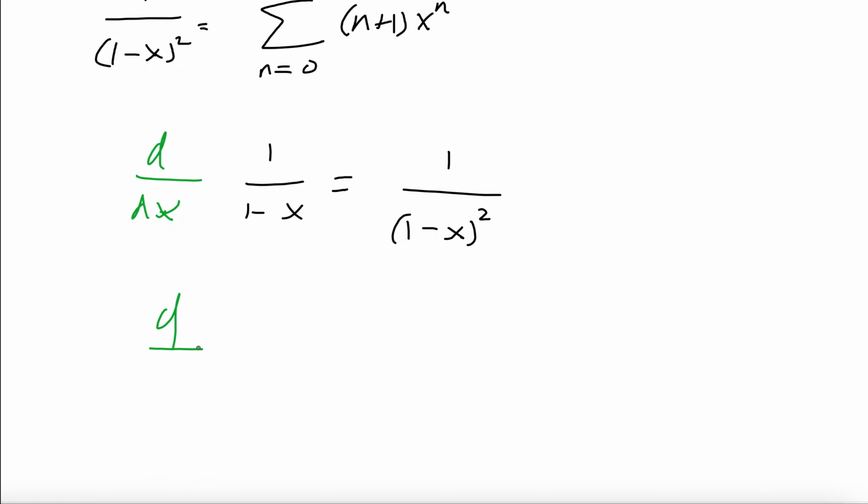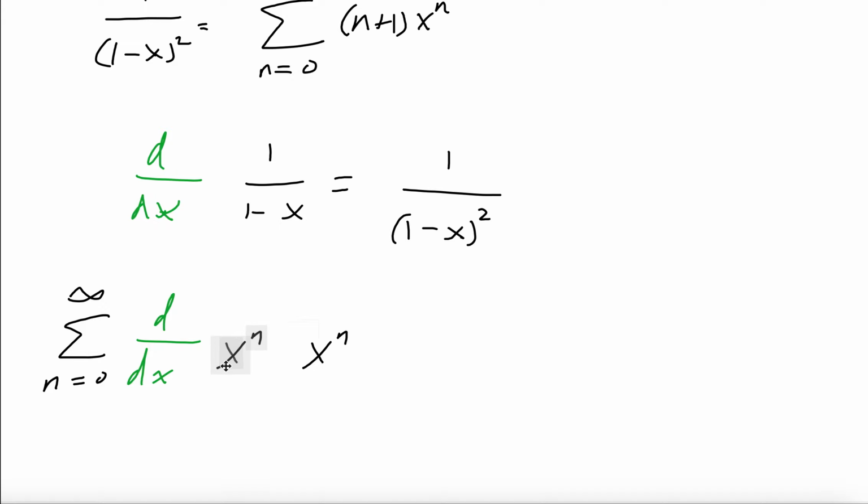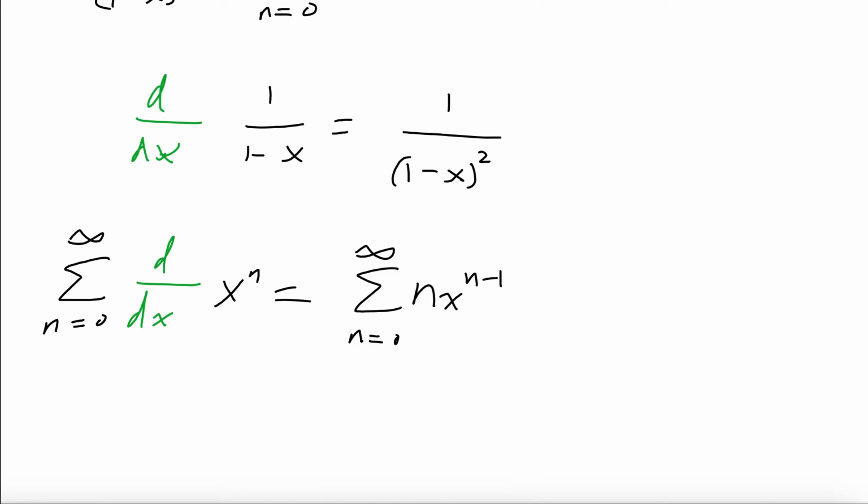So we get d dx of the sum as n goes from 0 to infinity of x to the n. Well, that's simply by linearity the sum of the derivative. So you can switch these two around. That's what I'm going to do right now, like this. We get a sum of the derivative with respect to x of x to the n, which we know is going to give us the sum as n goes from 0 to infinity of n x to the n minus 1. Now, what does this equal when n is 0? Well, it's equal to 0. So there's no point in including it. We might as well just start with n equals 1.